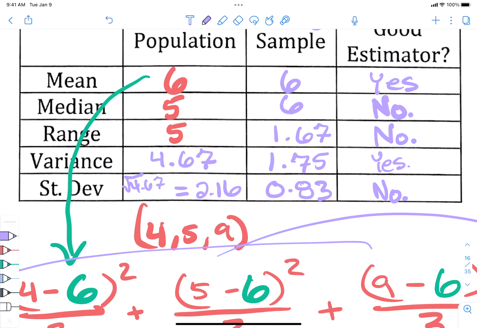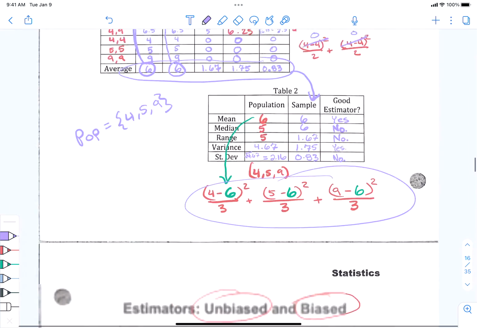All right. So even though our variance of 4.67 versus 1.75 was bad, most of the time variance comes out to be good. But this just shows you, even if you take 2 out of 3 numbers, this is how your data set changes for sample and population. Good?